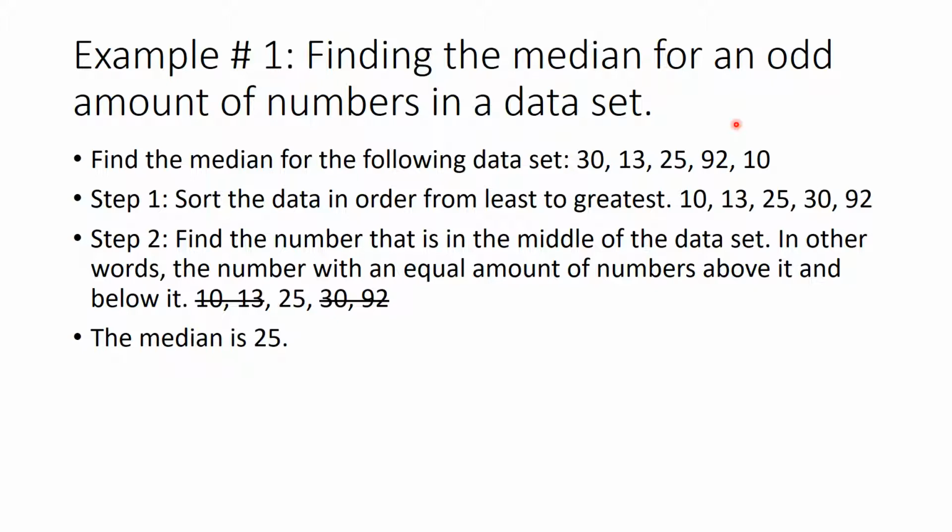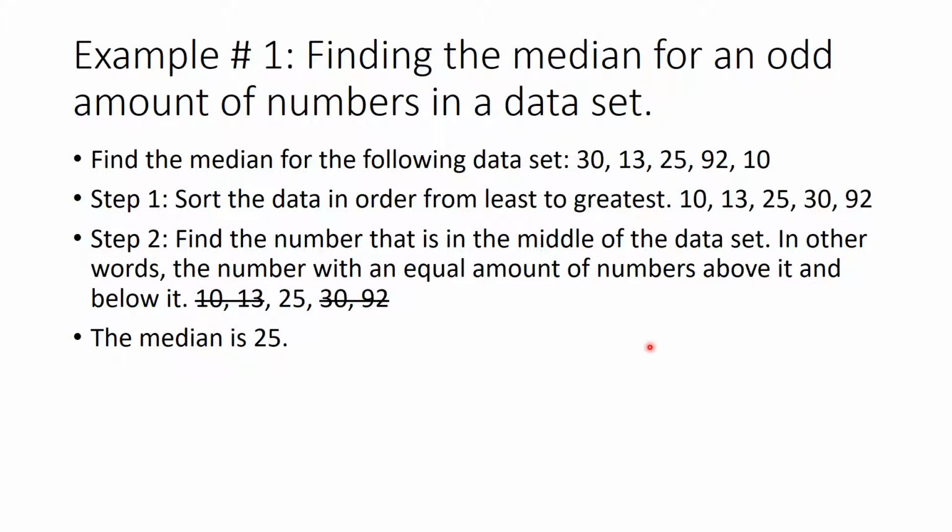For example, I want us to find the median for this following data set, and there are 1, 2, 3, 4, 5 numbers in that data set. That is an odd amount of numbers in a data set, so that means that we can use these steps to solve it. The first step is to sort the data in order from least to greatest. As you see, I've done that here. I've ordered it from least to greatest.